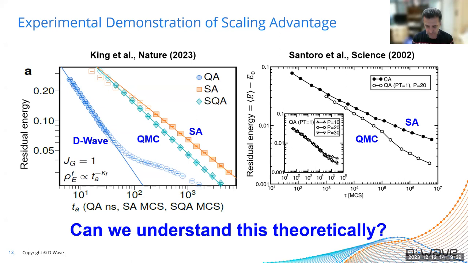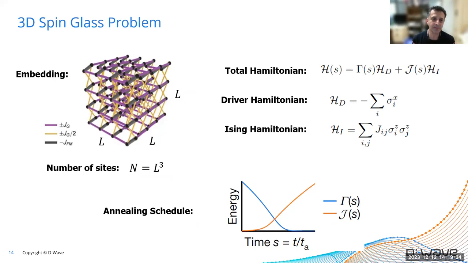So let me start again by describing the problem we solved more specifically. This is a 3D spin glass problem. It's a cubic lattice that we embedded. At each site of this cubic lattice, there are two qubits coupled strongly ferromagnetically as a dimer. So basically two physical qubits represent a logical qubit, which represents a spin in this 3D lattice.